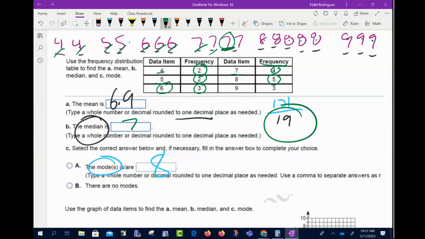So that's why we didn't use the 2, the 4, the 5, or the 3, in the sense that we were writing down the number 4 two times, so on and so forth.